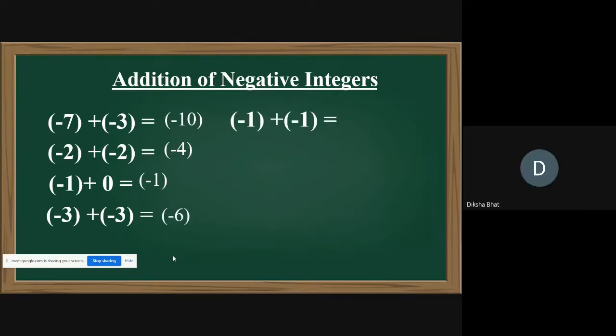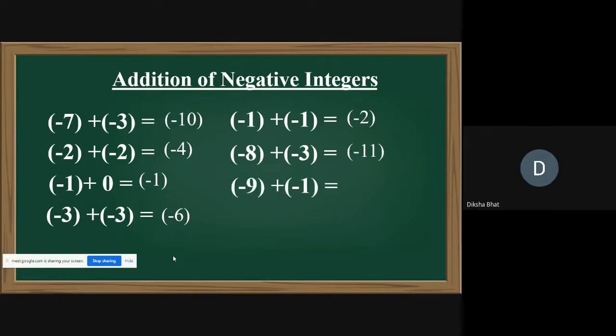Negative 1 plus negative 1. -2. Yes, very good. Negative 8 plus negative 3. Negative 11. Yes. Negative 9 plus negative 1. -10. Yes. Negative 5 plus negative 3. Negative 8. -8. Very good.